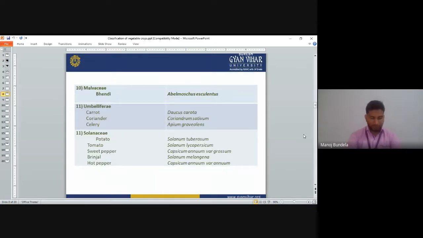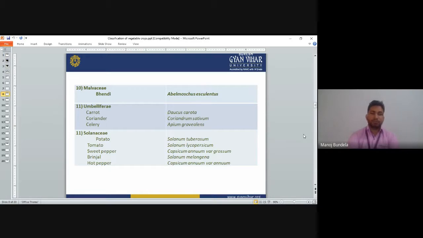Next is Malvaceae. In Malvaceae, the bhindi, Abelmoschus esculentus. Bhindi has the highest chromosome number, 130. Umbelliferae: carrot, Daucus carota. Coriander, Coriandrum sativum. Celery, Apium graveolens.